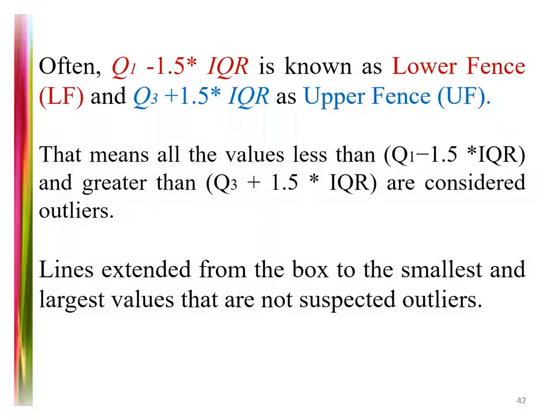We call these the lower fence and upper fence, or otherwise inner fence and outer fence. It doesn't matter. Values less than the lower fence value or greater than the upper fence value are considered outliers. In this case, the line may be extended from the box to the smallest and largest values that are not suspected outliers. So in the no-outlier case, you can extend the line from the box to the maximum value and minimum value.